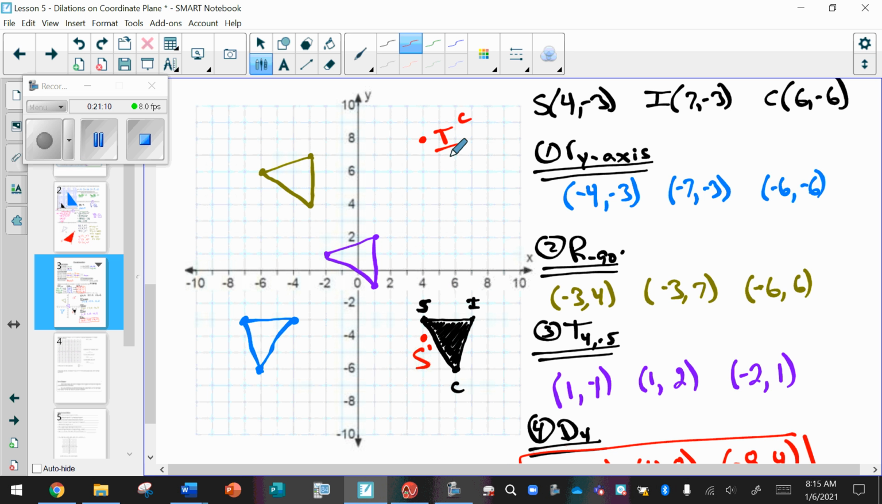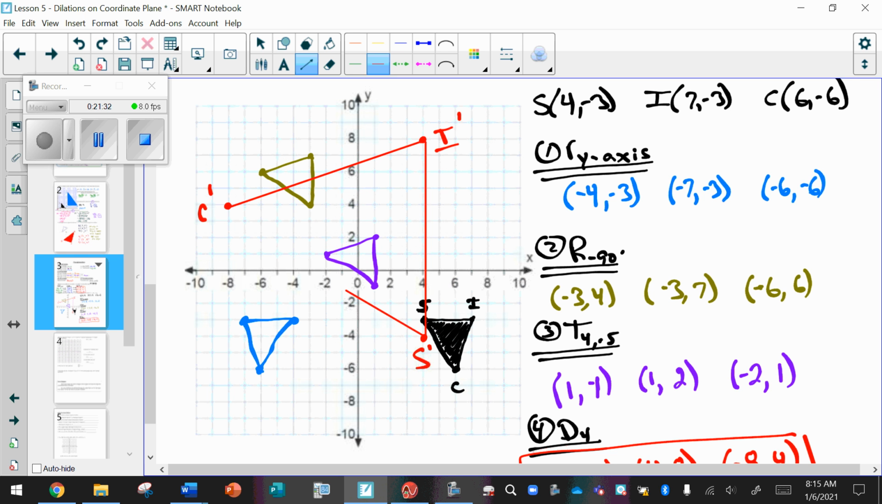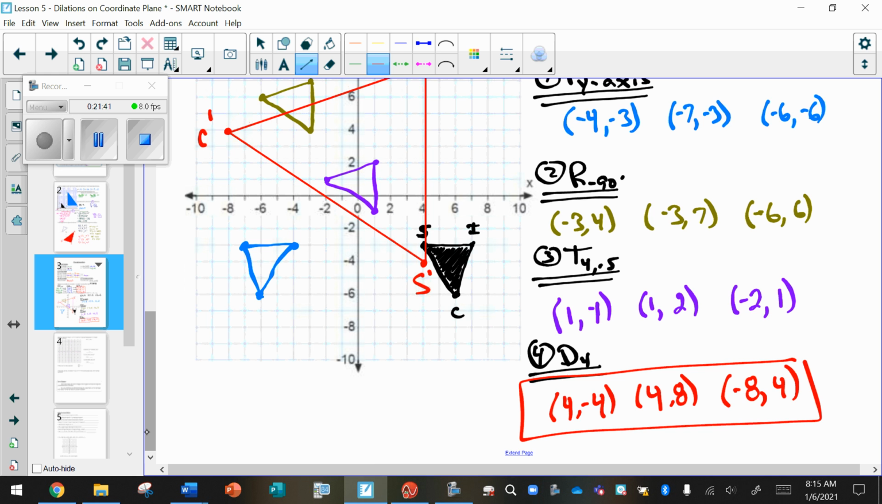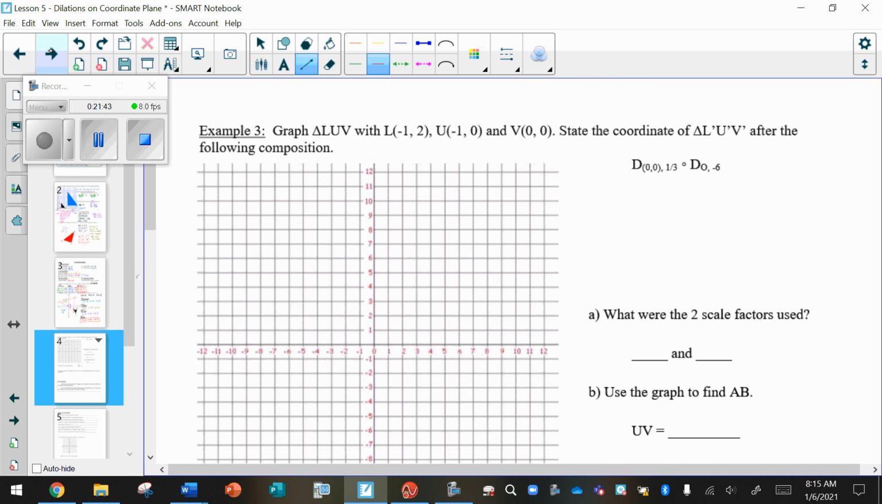And then, oops, I prime. My last point was negative 8, 4. So after all that different changing in translations and rotations, reflections, we ended up with one triangle and all the right coordinates. All right.